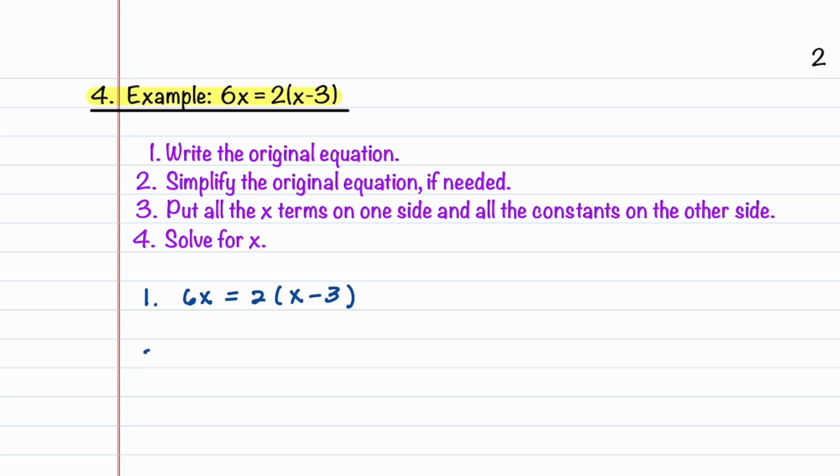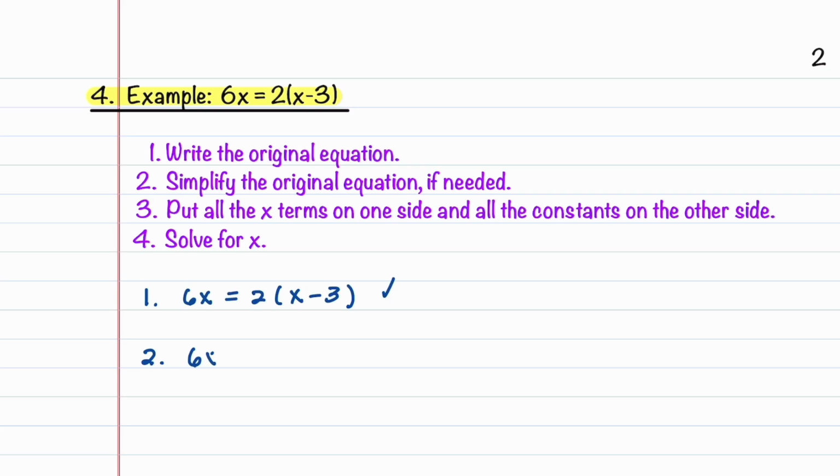The second step is to simplify the equation, and this one can be simplified. Notice on the right-hand side right here, we have parentheses. So what we want to do is distribute the 2 to both of those terms.